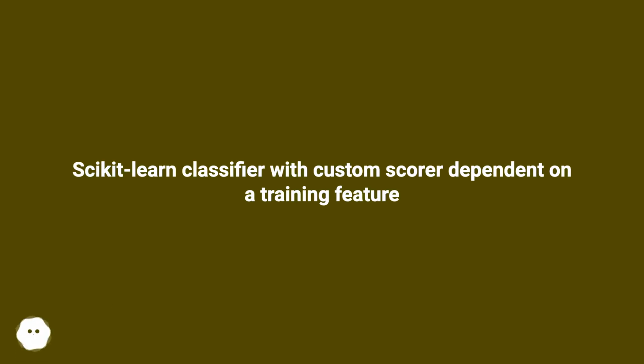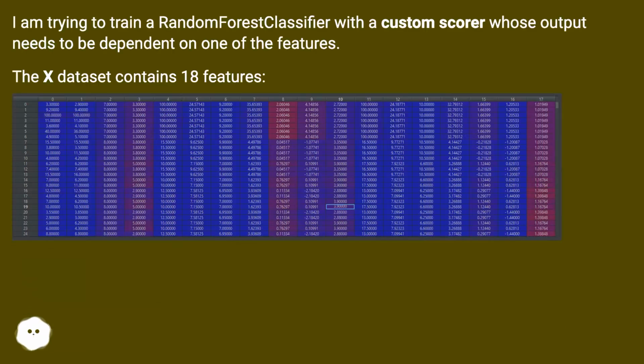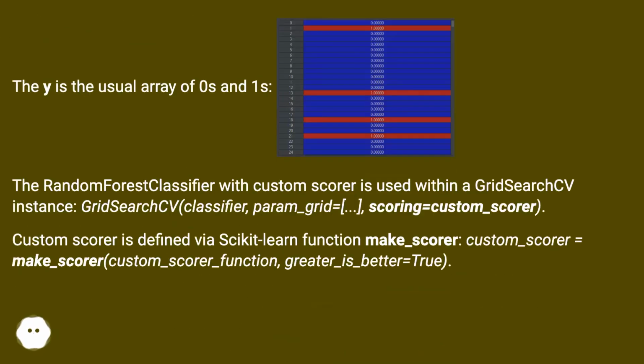Scikit-learn classifier with custom scorer dependent on a training feature. I am trying to train a random forest classifier with a custom scorer whose output needs to be dependent on one of the features. The X dataset contains 18 features. The Y is the usual array of zeros and ones. The random forest classifier with custom scorer is used within a grid search instance.